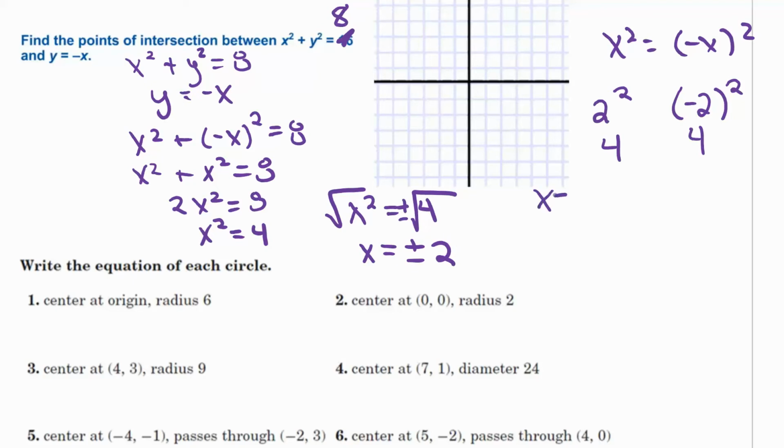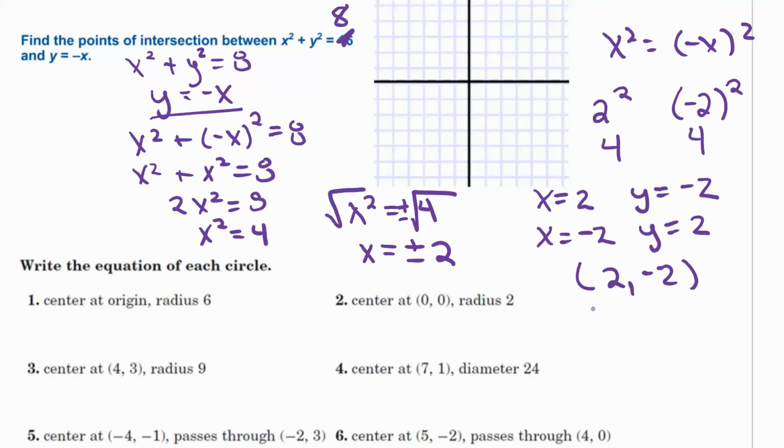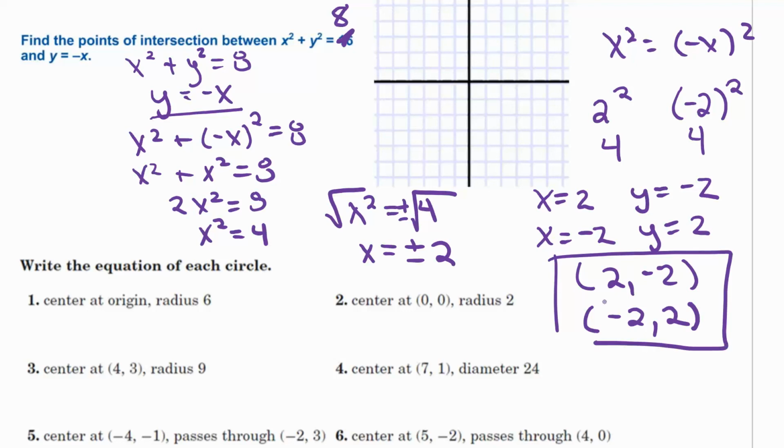So if x equals positive 2, then since y equals the opposite of x, y would equal negative 2. And if x equals negative 2, then y would have to equal 2. So we have two solutions to this problem. We have 2, negative 2, and negative 2, 2. Those would be both solutions. So this was very important that you didn't forget to do the plus or minus when you square root both sides. So that concludes Lesson 10-8.